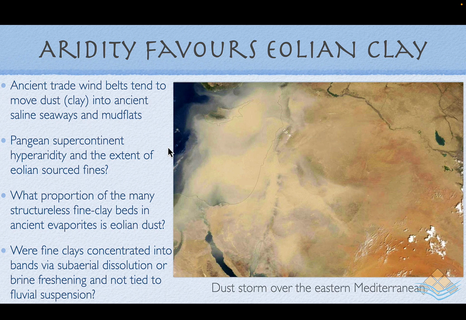You have to ask the question, in these very extensive ancient deposits in the Triassic of Europe and the Permian of North America, what proportion of those many structureless fine-grained clay beds is actually aeolian dust? Were those clays concentrated into bands via subaerial dissolution and brine freshening, where we just dissolved away the salt? Or were they aeolian transported? In either case, they're not tied to fluvial suspension. And we see abundant evidence of that vadose association with clays.